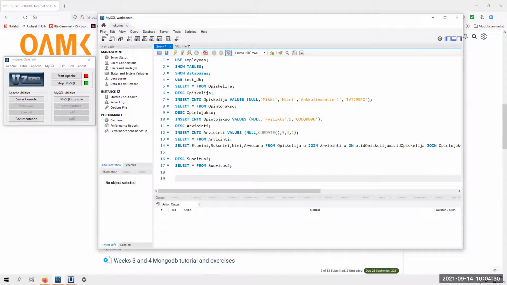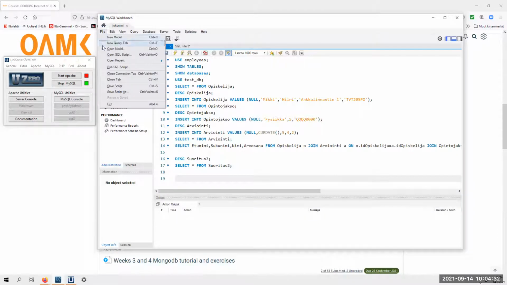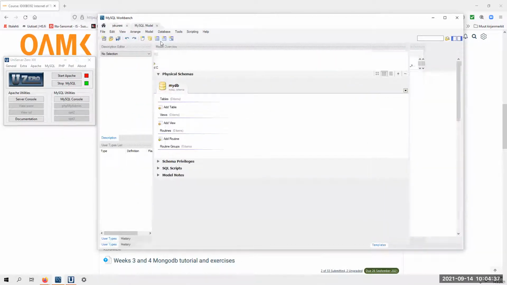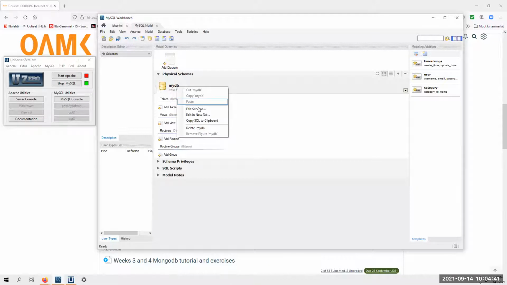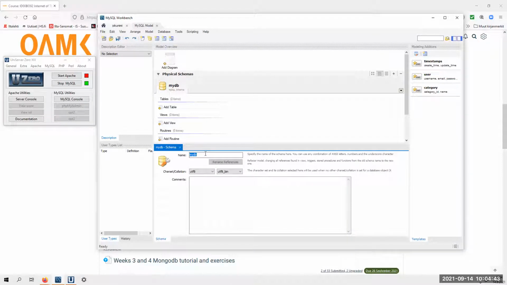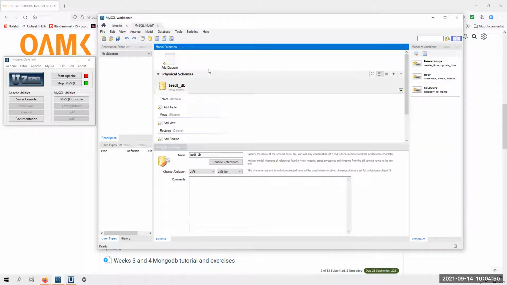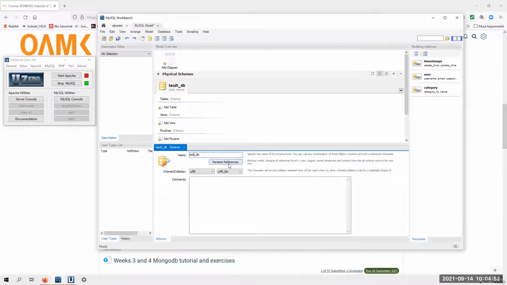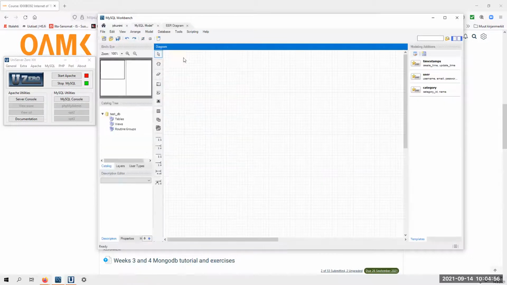I have a database course going on, so there are something there. So now the database name I'm using is testdb, so I edit the schema to match the name. Then add diagram. This is the place to put the ER diagrams.